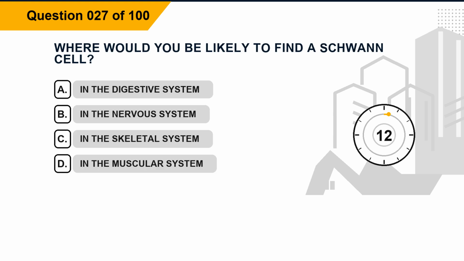Question 27. Where would you be likely to find a Schwann cell? Option A, in the digestive system. Option B, in the nervous system.